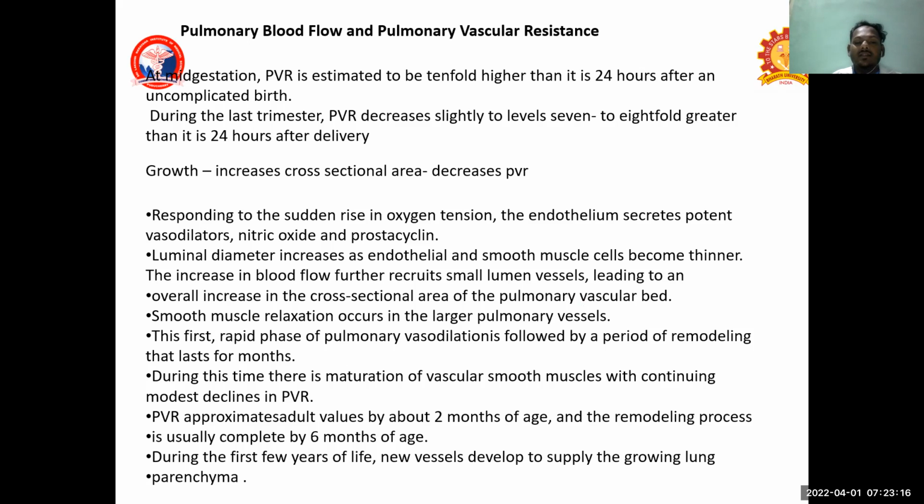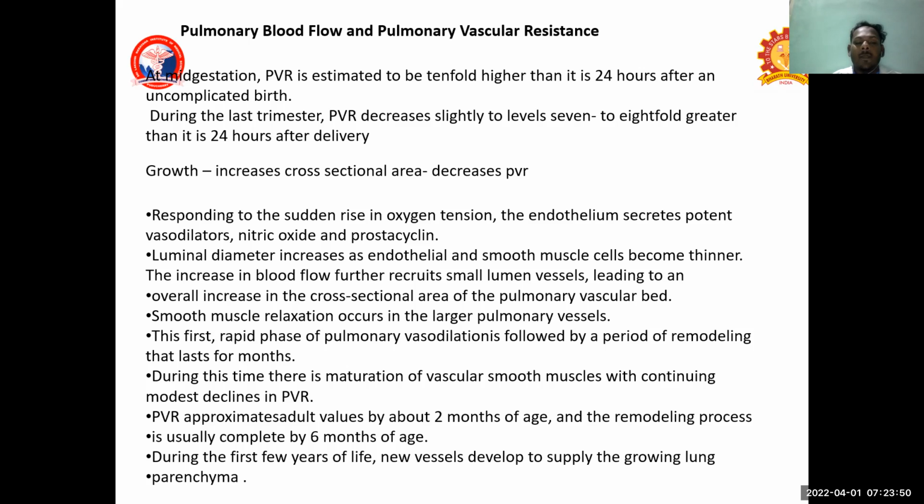Responding to the sudden rise in oxygen tension, the endothelium secretes the potent vasodilators nitric oxide and prostacyclin. Luminal diameter increases as endothelium and smooth muscle become thinner. The increase in blood flow further recruits small vessels, leading to an overall increase in cross-sectional area of the pulmonary vascular bed. Smooth muscle relaxation occurs in larger pulmonary vessels.